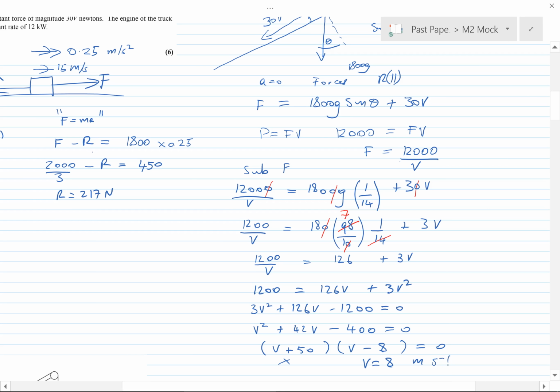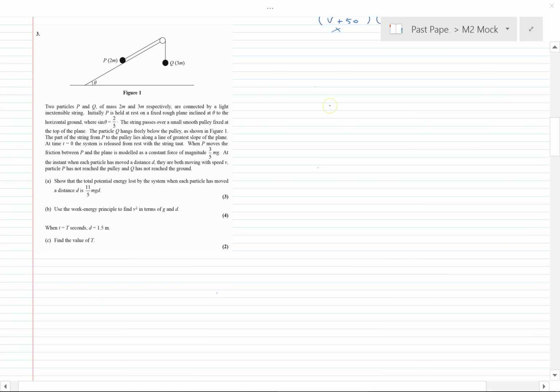Let's have a look at question 3. Question 3 is a work, energy and power question with a connected particle. We've got a rough slope, and we've got this moving downwards here and this one going upwards. It initially wants the potential energy lost, and then we're going to use the work energy principle in part B to work out what the speed is after it's moved a distance d.